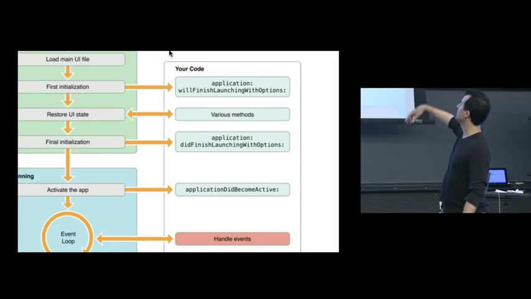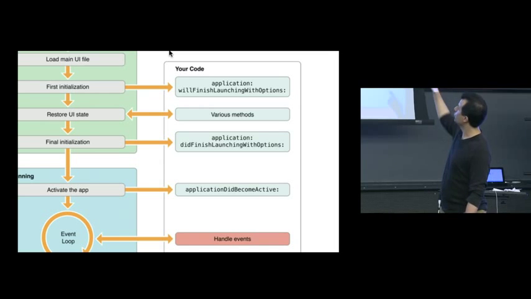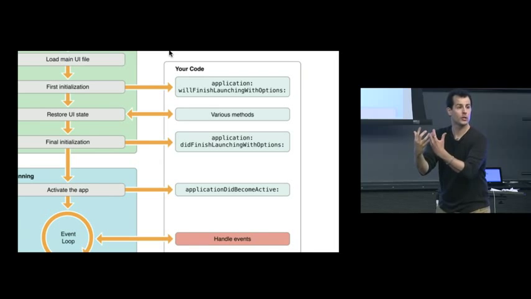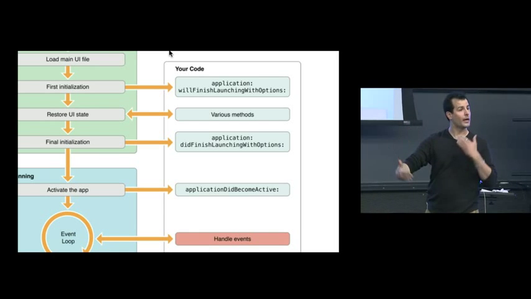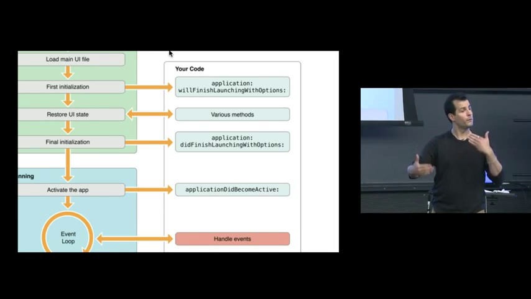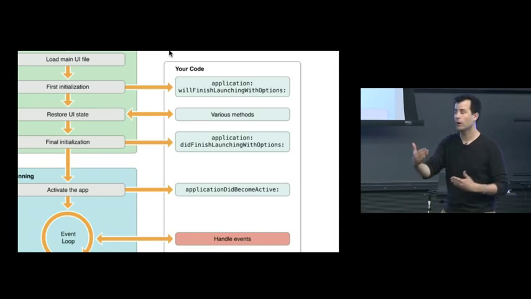Various methods, which is a nice hand wave there. Application did finish launching with options. So notice the difference. First one is will finish, so it's about to finish launching. Did finish means it's after the fact. So if your code needs to do something before or after that change in state, you have that control.